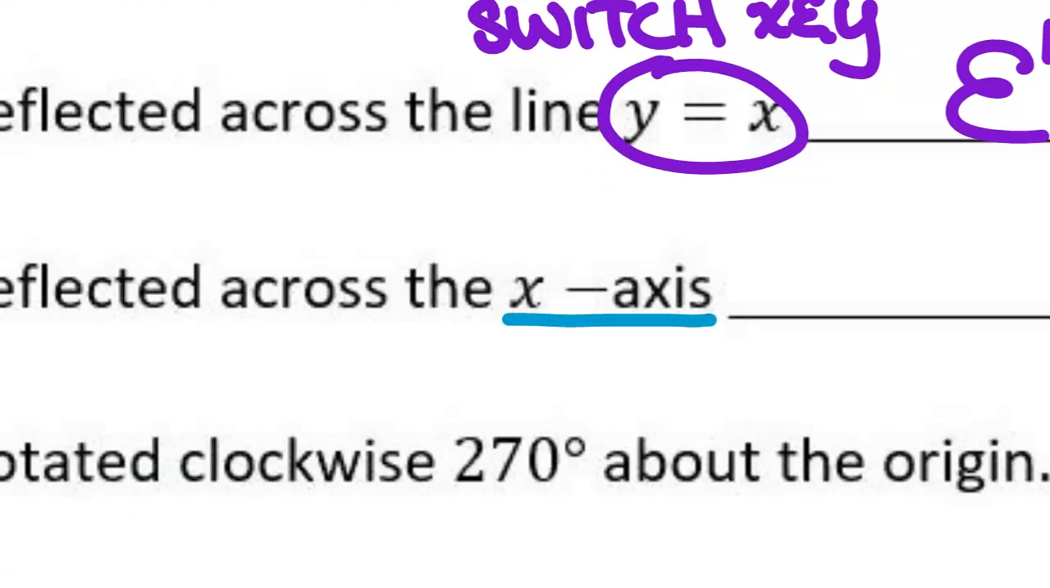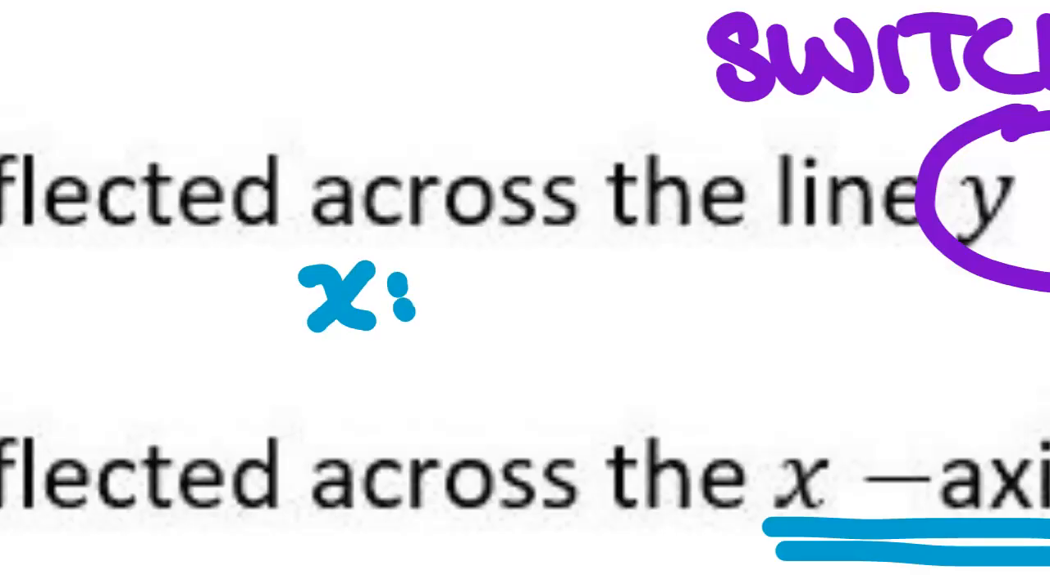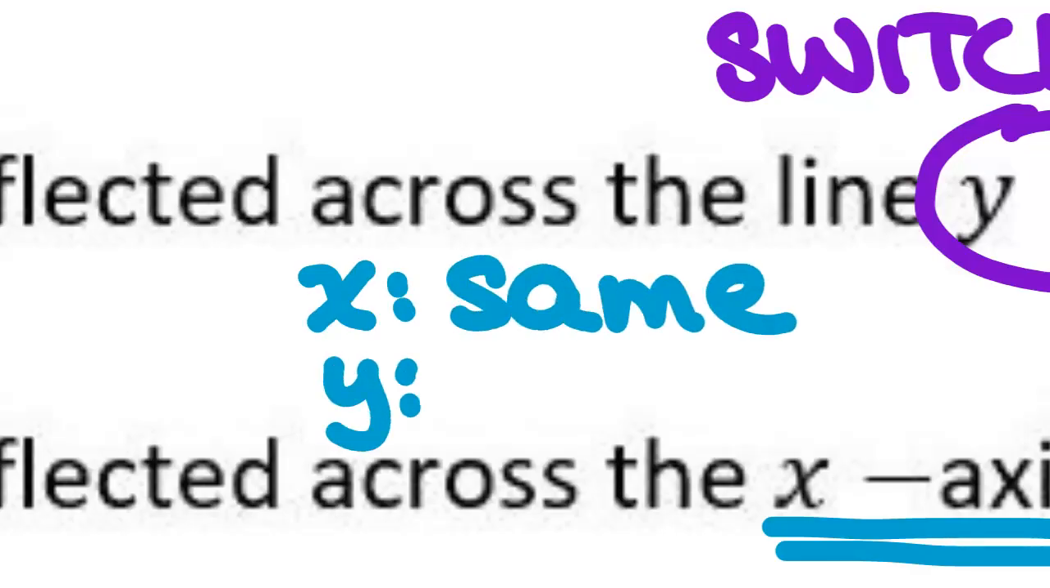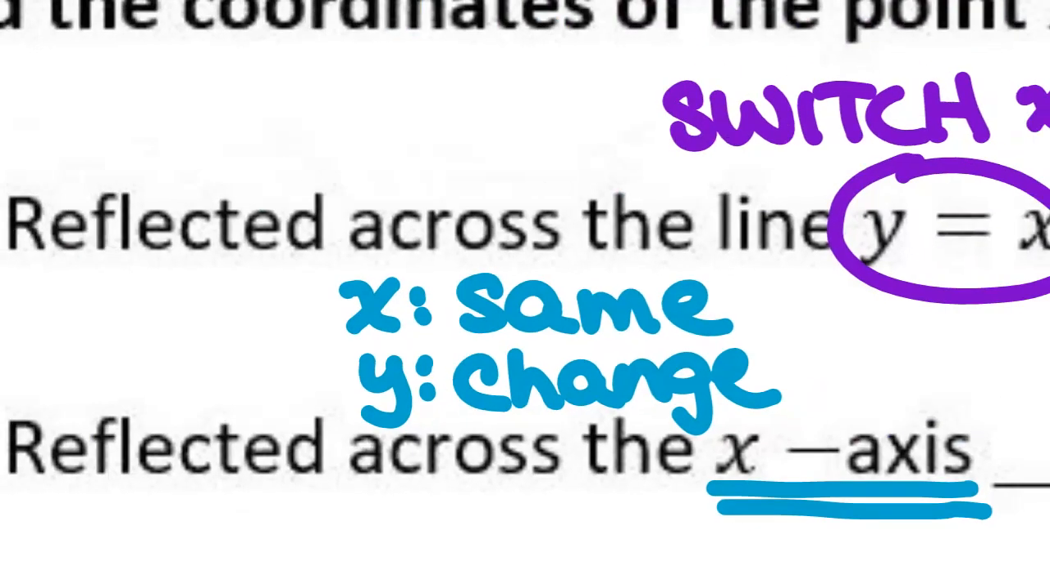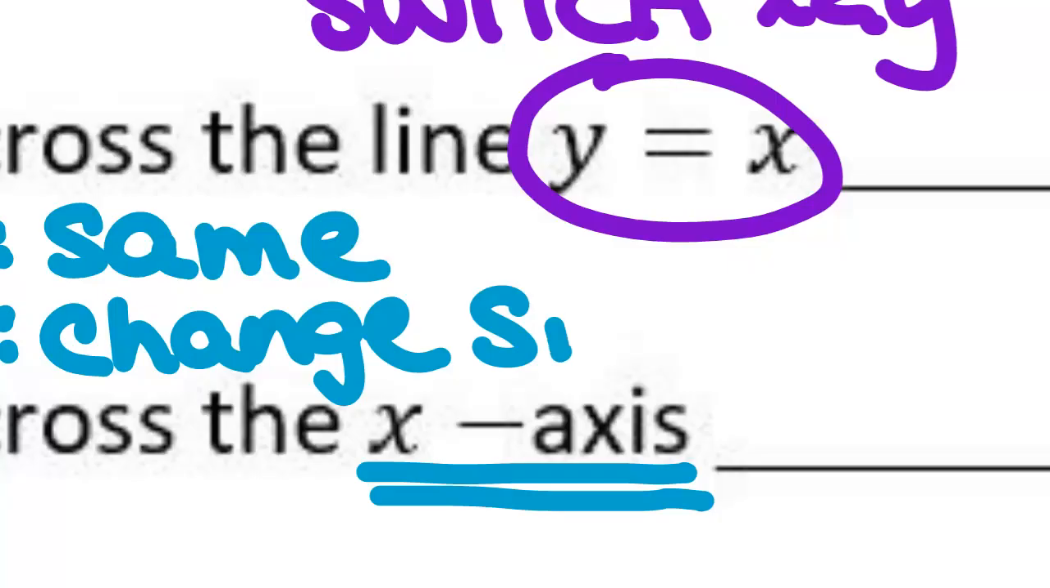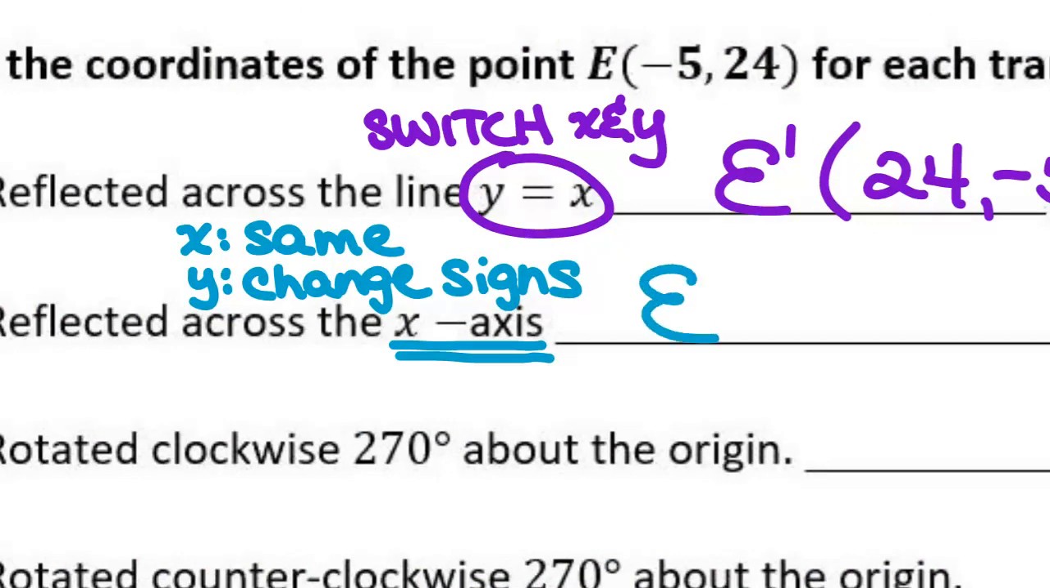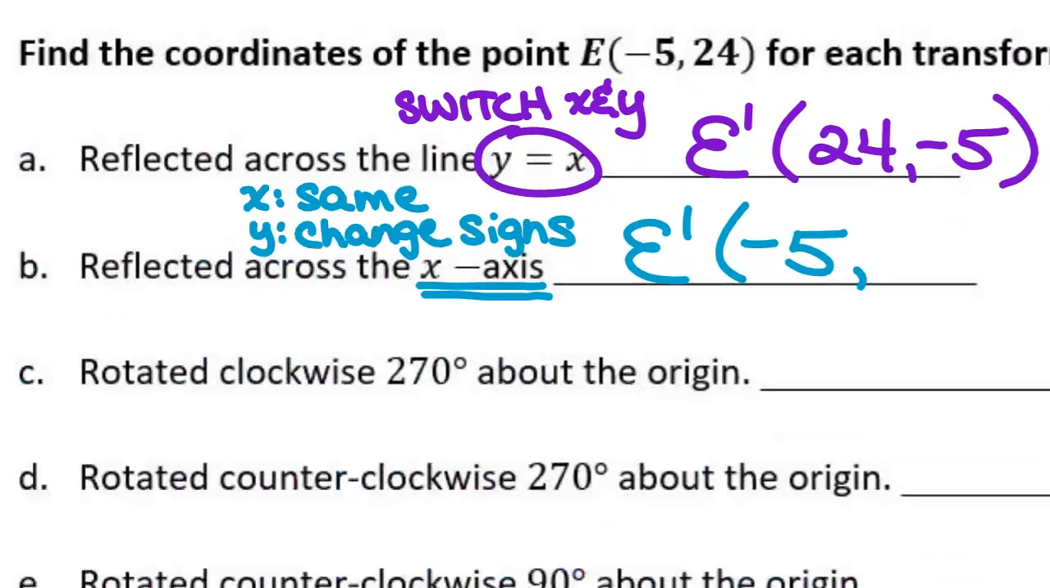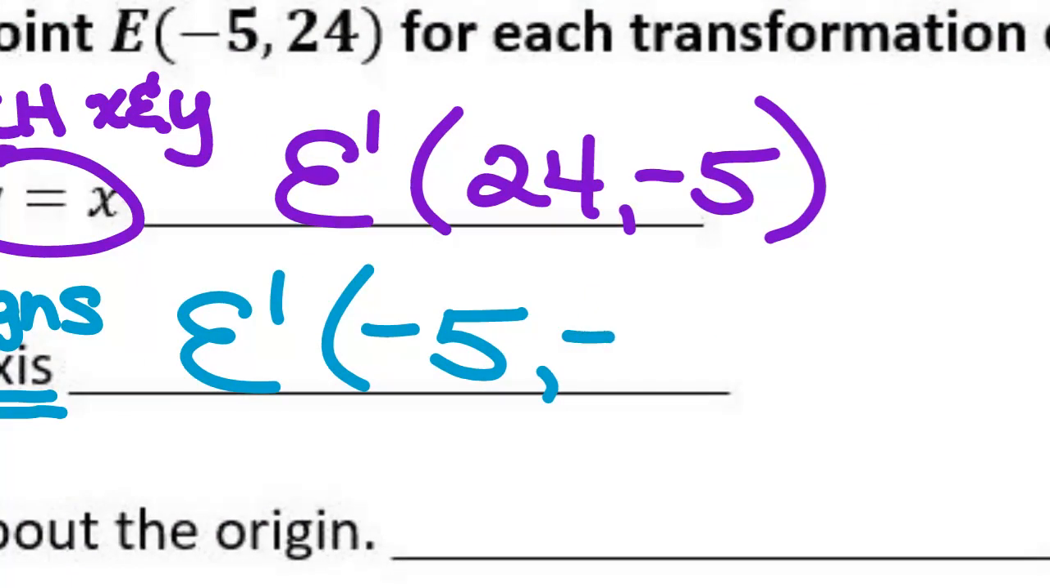If I reflect across the x-axis, the x stays the same. The y changes signs, but nobody switches places. So for E prime, the x is going to stay -5, but the y changes to be -24.